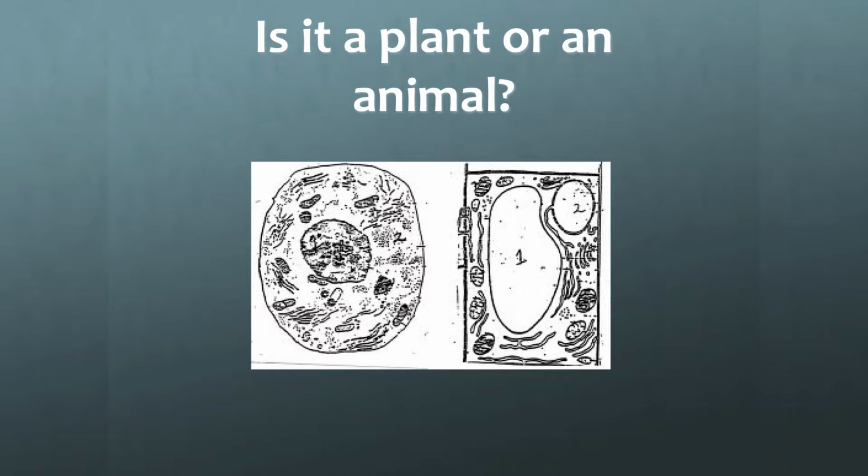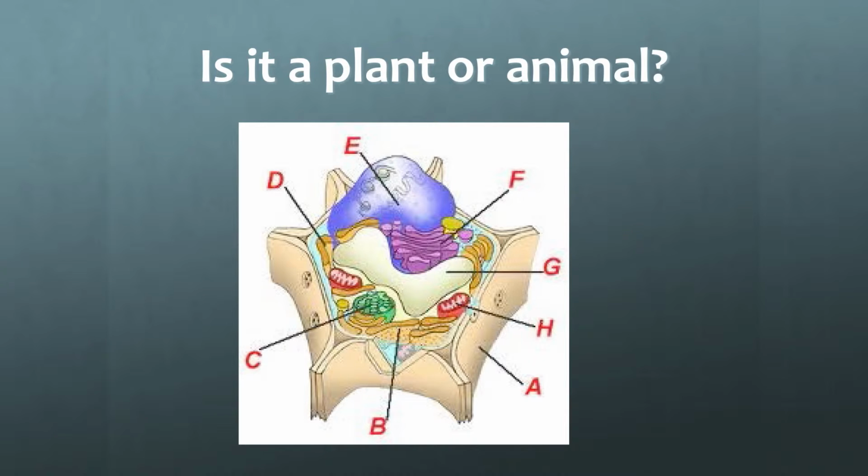The one on the left, the round one, is an animal cell. The rectangular one on the right is a plant cell. Let's try this one. Is it a plant or an animal cell?